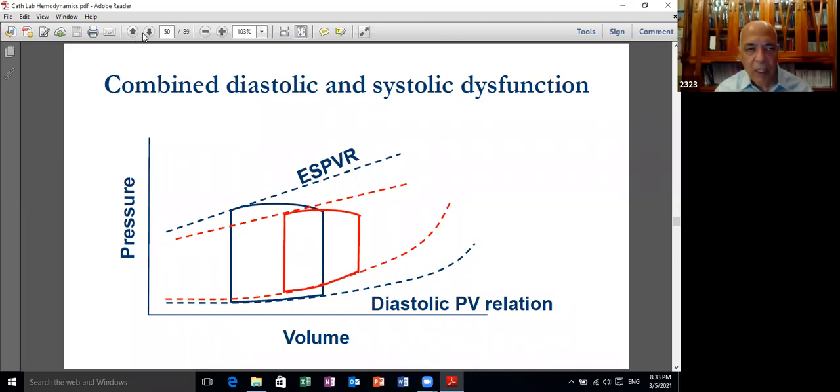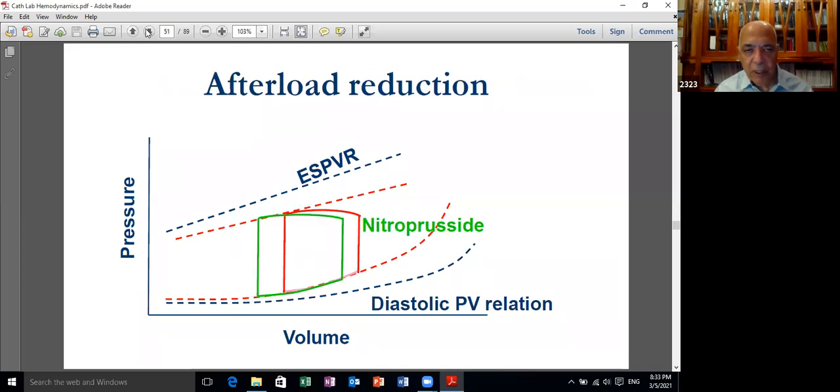Obviously, the opposite will occur if you have any line of treatment which improves this condition. So if you have an afterload reduction, like giving sodium nitroprusside, which is a balanced vasodilator, it decreases the systolic blood pressure. So the point of end ejection will move in this direction. As a result of that, the stroke volume will increase, and at the same time, the pressure volume relationship in diastole will decrease. As a result of that, you will get a decrease in the pressure at any specific volume.